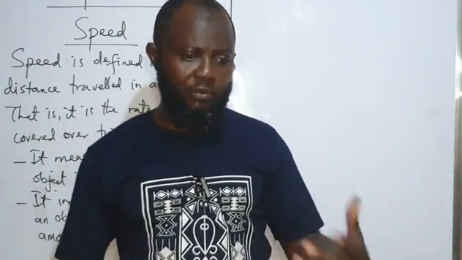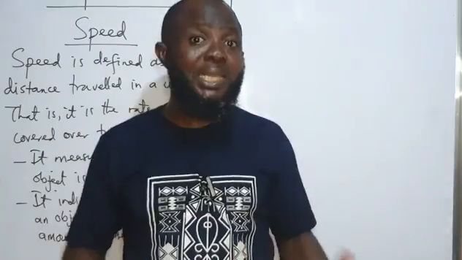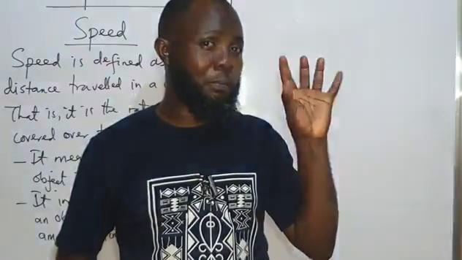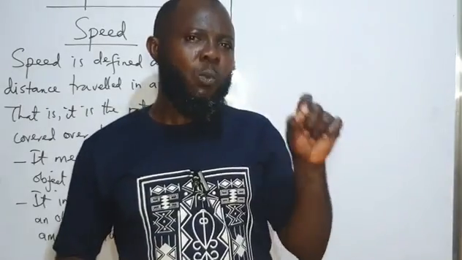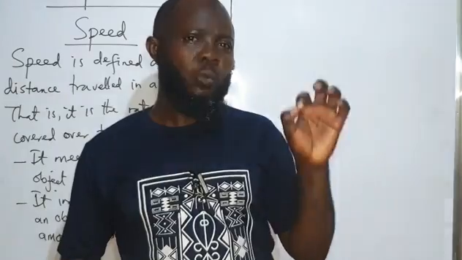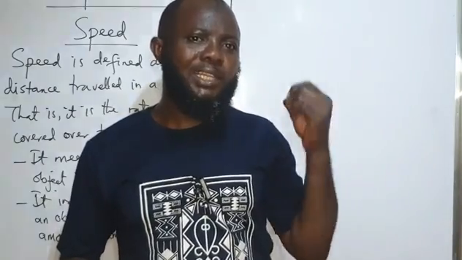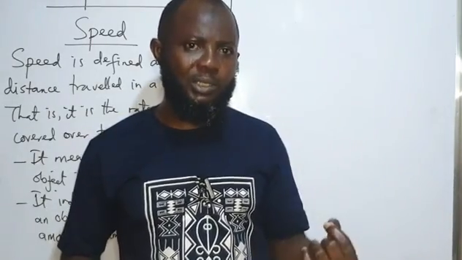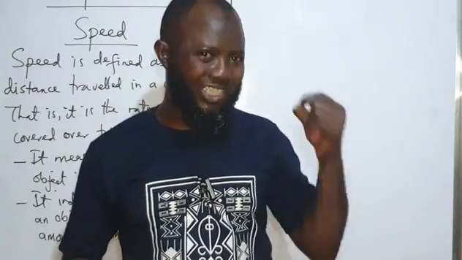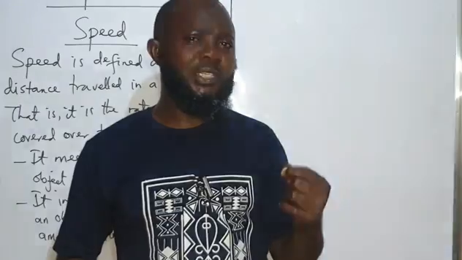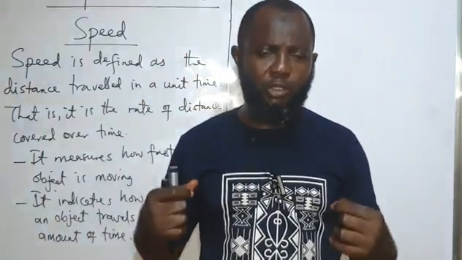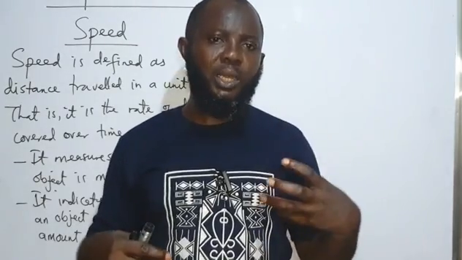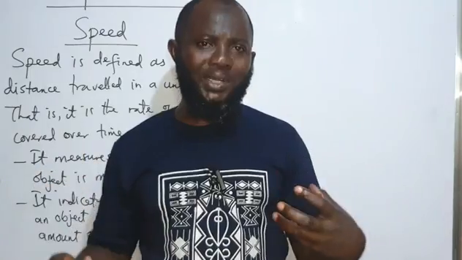You understand? For example, the speed of a car could be 25 kilometers per hour, which means, don't forget the word per, 25 kilometers per hour, which means per 1 hour, within 1 hour, the car will cover a distance of 25 kilometers. That is what we refer to as speed. You can see that is the reason why speed is under compound measure, because we're trying to compare two or more quantities here.